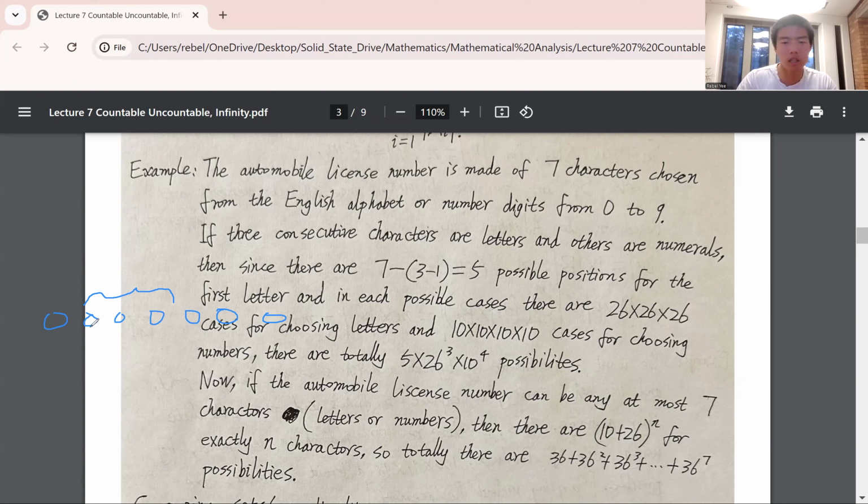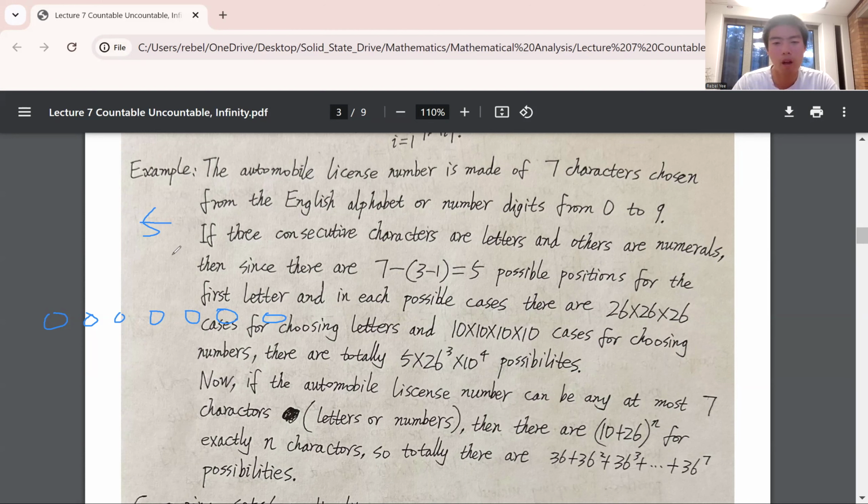Because they're consecutive, there's only this place that can be a star, this place, this place, this place, but this place cannot be a star, and this place cannot be a star because we start here. It cannot have 3 consecutive letters. So there are 5 choices of where the consecutive letters start. That's 7 minus 3 minus 1, which is 5.